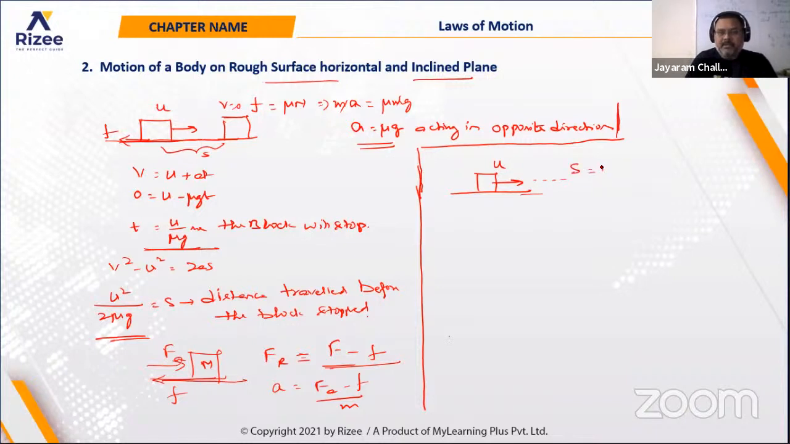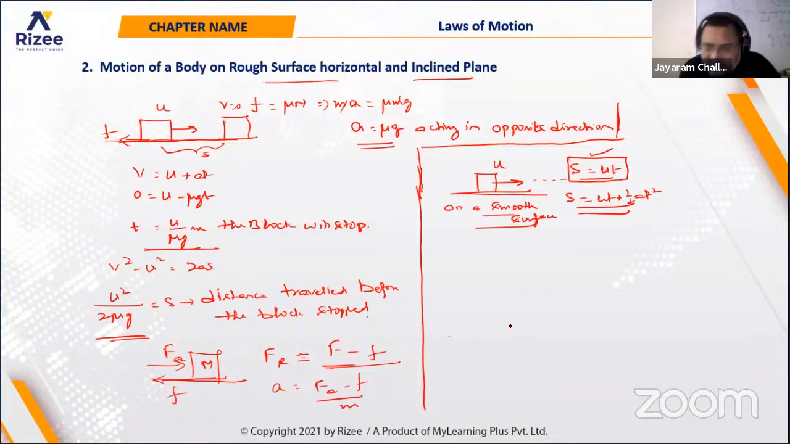Then the distance traveled can be written as u into t, you can go for it. And the time is not going to stop, we cannot say because it doesn't stop over there. So distance traveled in a given time, you can calculate in this way. If it is an accelerating situation, then you will be applying S is equal to ut plus half a t square. So this is the case on a smooth surface.